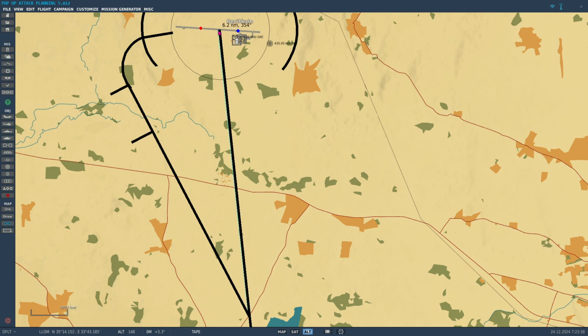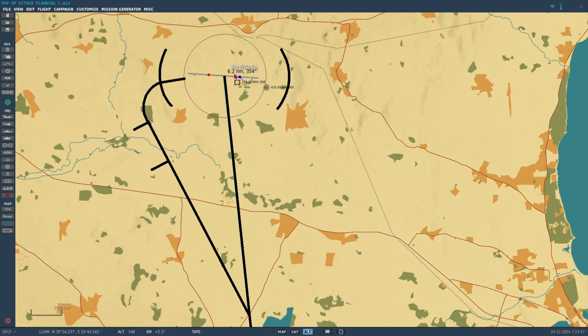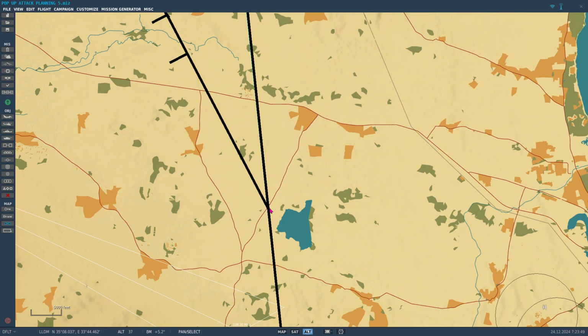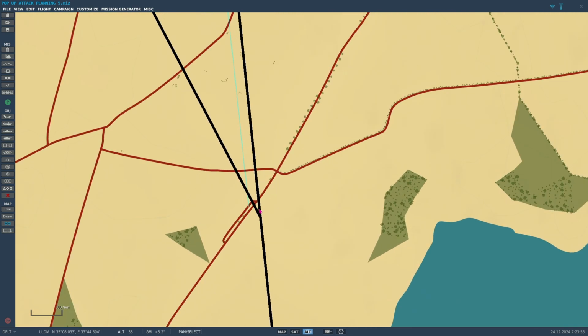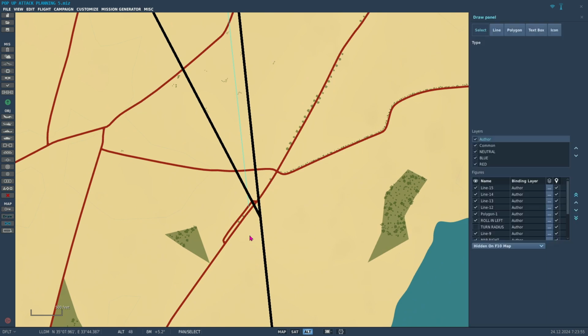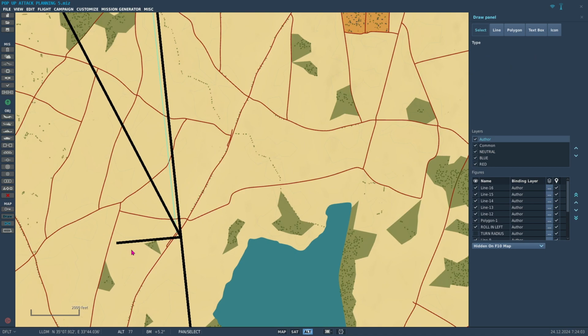but first I need to measure the distance between the action point and the center of my DMPIs, because I would like to use this distance from the center of the target when I'm doing this attack using the HUD information. So, knowing the distance, I'm putting the tick mark here, and the relevant information will be put there later using a text box.